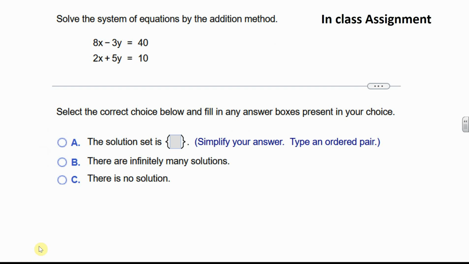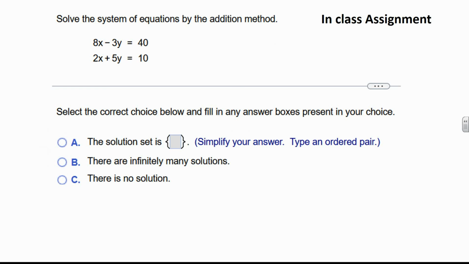All right. Here, solve the system of equations by the addition method. So I have this as the class assignment. Here's the goal. I need to be able to, in some kind of way, add the two equations to cancel out one of the variables. And the variable that you cancel out is your choice. You can say, I'm going to cancel out the x, or you can say, I'm going to cancel out the y. Let's say we want to cancel out x.